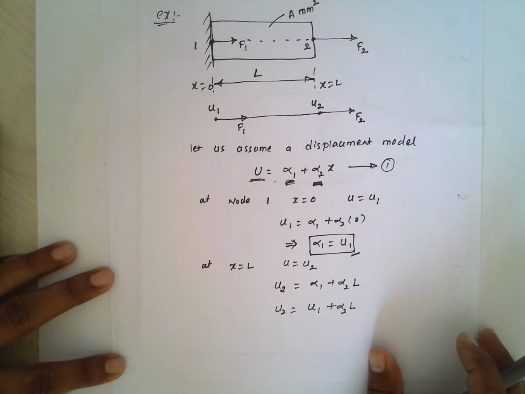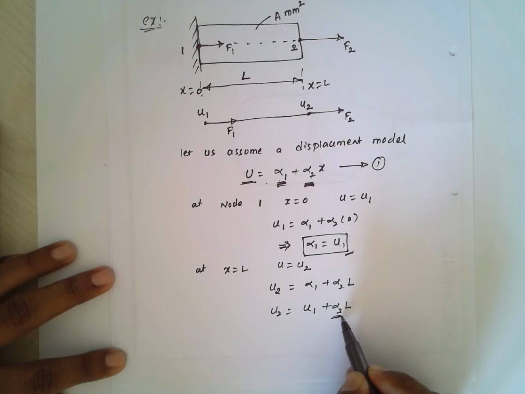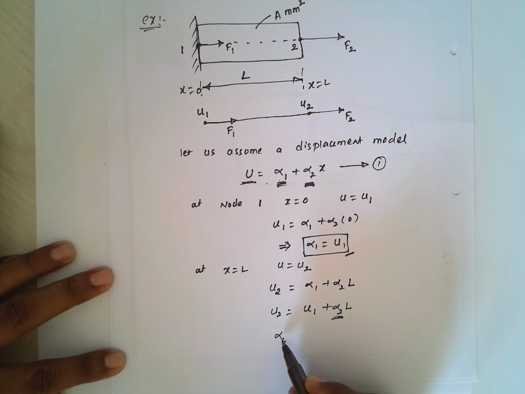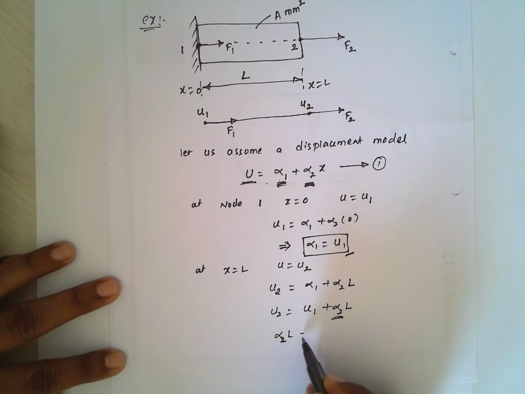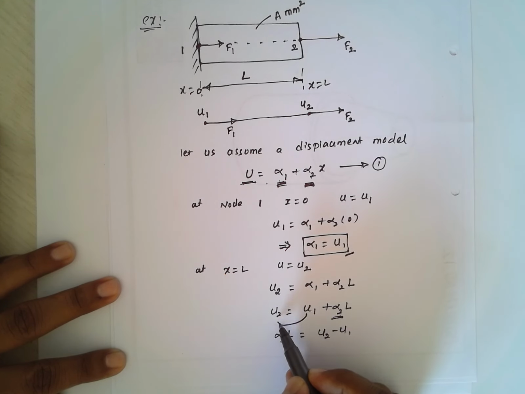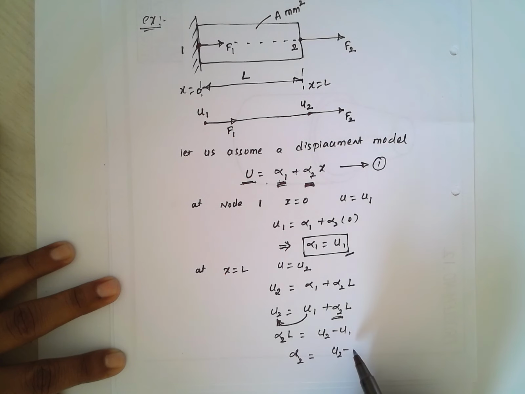So now we need to find out alpha 2, so alpha 2 into L can be represented as u2 minus u1, that is just transferring this u1 to the left hand side. Then if you want to find out alpha 2, the generalized coordinate 2, it can be represented as u2 minus u1 divided by L.